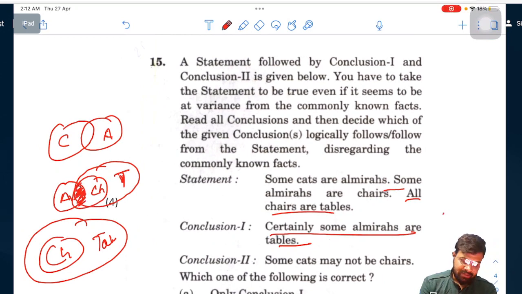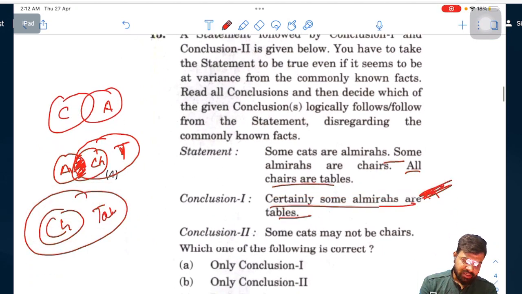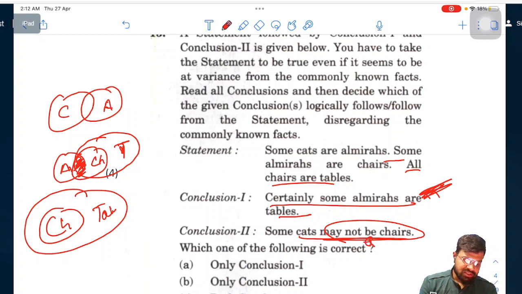Some almirahs are tables. So this is correct. This is correct. Some cats may not be chairs. This is something you have to keep in mind, that this is "may not." So obviously these are the cats, and these are the chairs, and these are the almirahs.